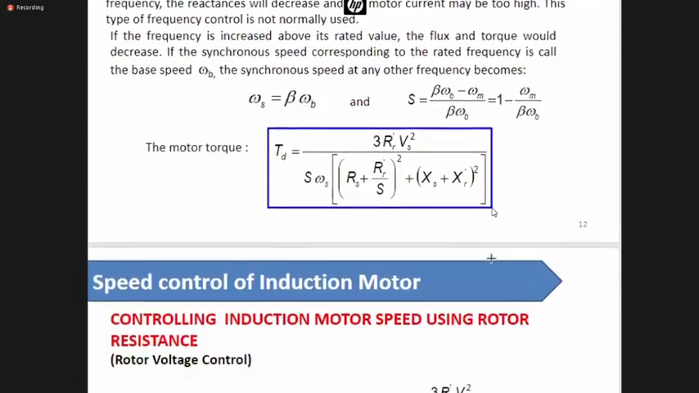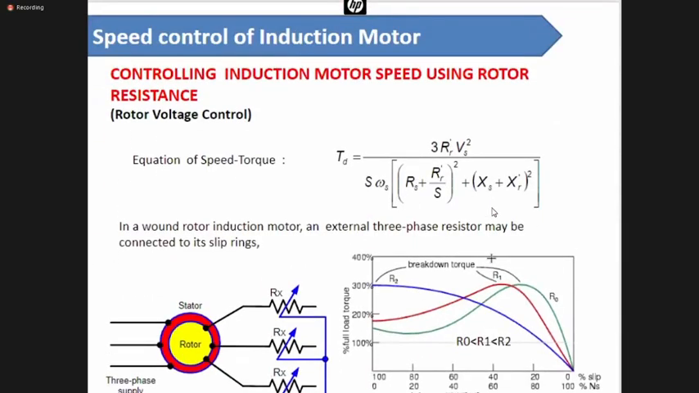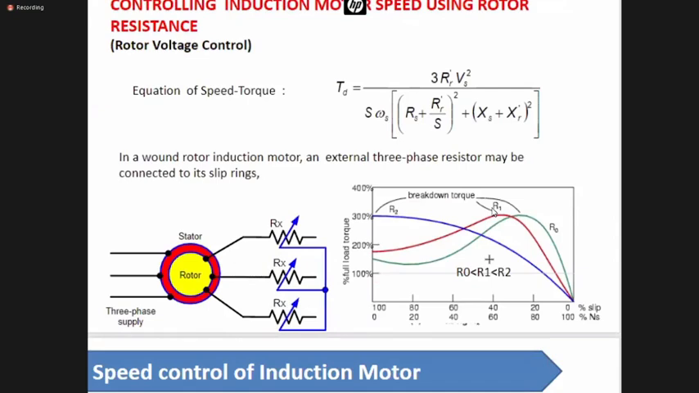Next is the last approach, which is called induction motor speed control using rotor resistance. You have scope to change the rotor resistance only with a wound rotor induction motor. Not possible with a squirrel cage one, okay? Because you don't have any scope to introduce any new element for squirrel cage rotors.